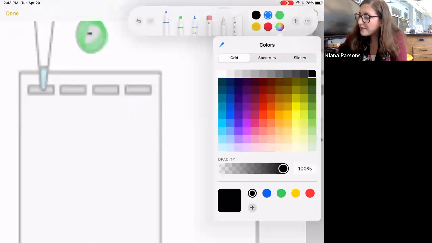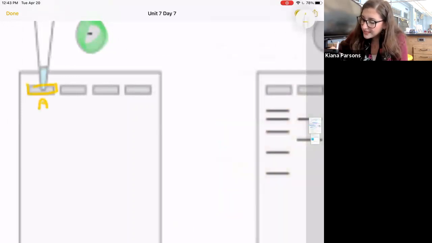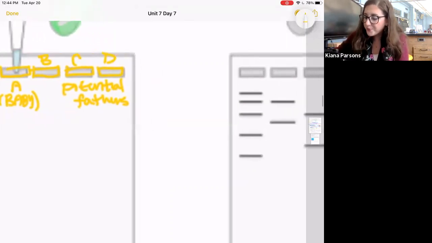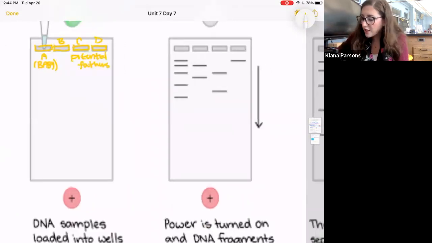And let's say we have sample A, and this is the baby. And sample B, C, and D are the potential fathers. Right, so we don't know who the father is. This is an episode of Maury. Mom was really busy, and we don't know who the father is. So how are we going to find out? Well, by using this process of gel electrophoresis.